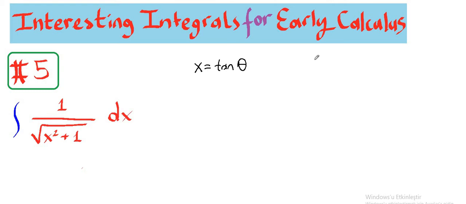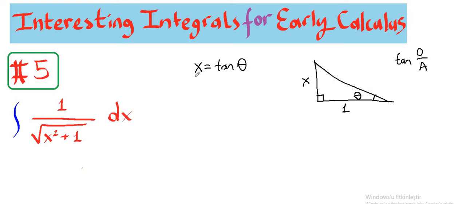So in this technique, we're going to draw a right triangle. Tangent, by definition, is opposite over adjacent. So for our angle theta, the opposite is x, the adjacent is 1, x over 1 is x, and our hypotenuse will be the square root of x squared plus 1 by the Pythagorean theorem. If x is tangent theta, then dx is the derivative of this, which is secant squared theta d theta.